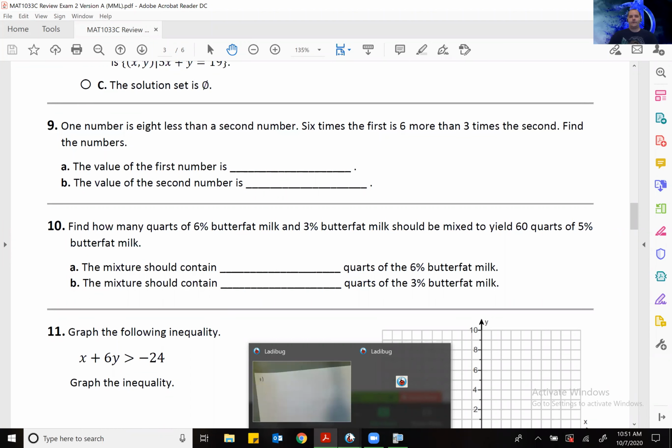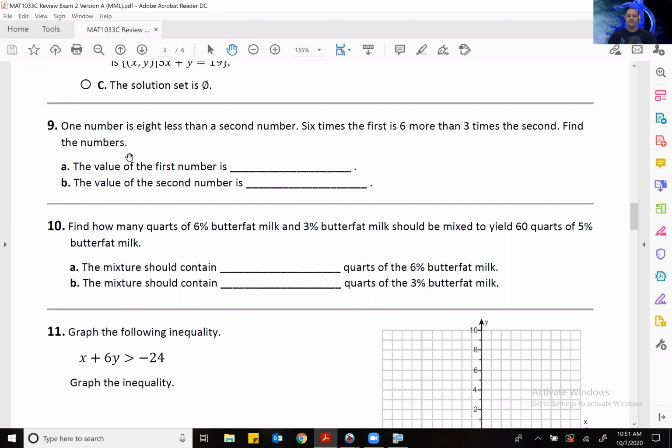It's a translation, because you have all sorts of math words in here. Like the word "is" represents what math symbol? Equals. What does "less than" represent? Subtraction, that's right. "Times" is multiplication. You got all sorts of math words in here.